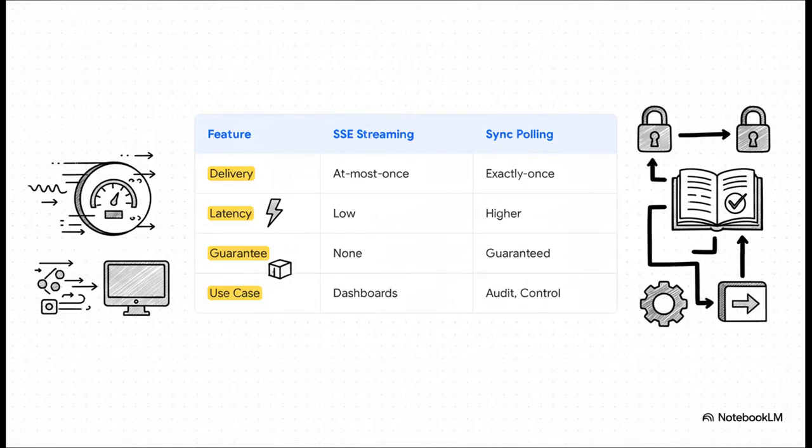Well, it really comes down to this. If you need super low latency and a single missed update isn't the end of the world, like for a live dashboard or an HMI display, you're going to want to use SSE streaming. But if you absolutely need guaranteed delivery, if every single value matters, think audit trails or control systems, then you have to go with sync polling. It's all about choosing the right tool for the job.